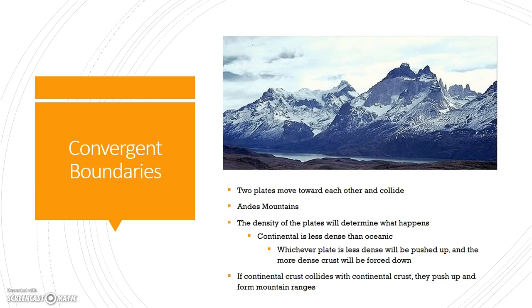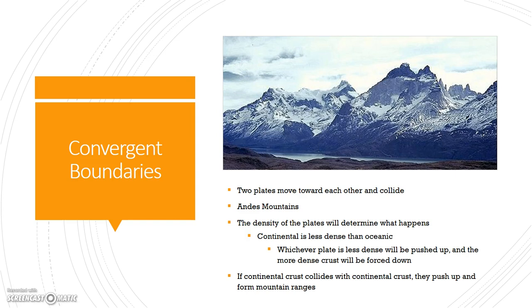So our first type of boundary is a convergent boundary, and that's where two plates move toward each other and collide. So the Andes Mountains are a classic example of this. The density of the plates determine what happens. So remember, continental crust is less dense than oceanic crust. So whichever plate is less dense gets pushed up, and the more dense crust gets forced down.